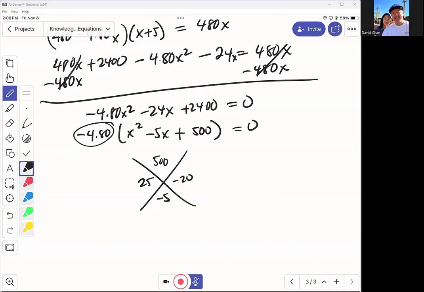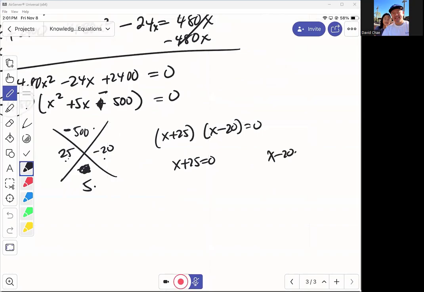Wait, sorry. I made a mistake here. I factor out the negative, and hold on a second. If I factor the negative, this should be a positive, this should be a negative. So it should be negative 500 and positive 5. So then 25 times negative 20 is negative 500, and 25 plus negative 20 is 5. So we have (x plus 25)(x minus 20) is equal to 0. You make both equal to 0. So x is equal to negative 25 and x is equal to 20.